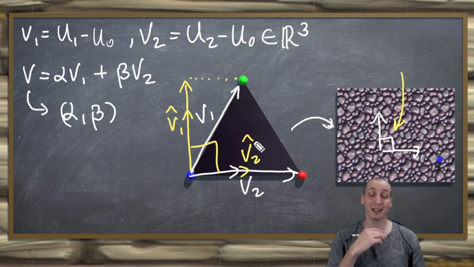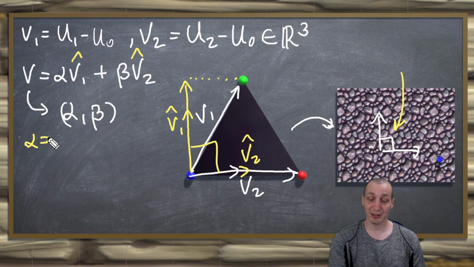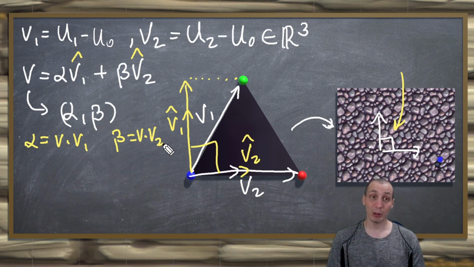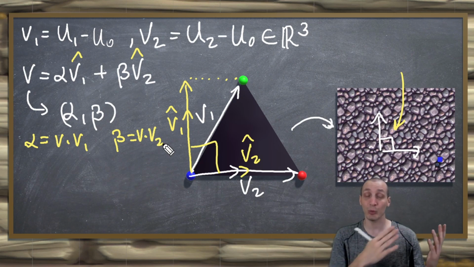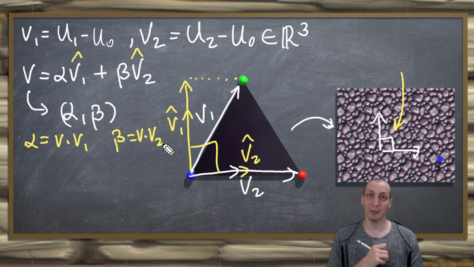And now I can do exactly what I did before. Instead of writing V as a combination of V1 and V2, I will write it as a combination of V1 hat and V2 hat. And now if you take alpha and beta, and if you map V to (alpha, beta), then this is actually going to be a distance preserving map. Moreover, there is a very simple way of computing alpha and beta. So alpha is just the scalar product of V times V1 hat, and beta is the scalar product of V times V2 hat. So not only did we find a nice basis for the triangle where we can do this distance preserving map, we can also very easily compute this alpha and beta.